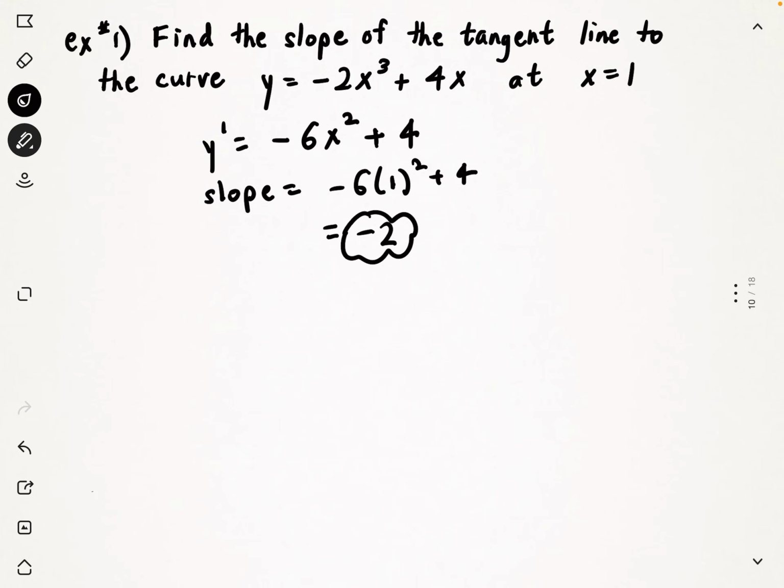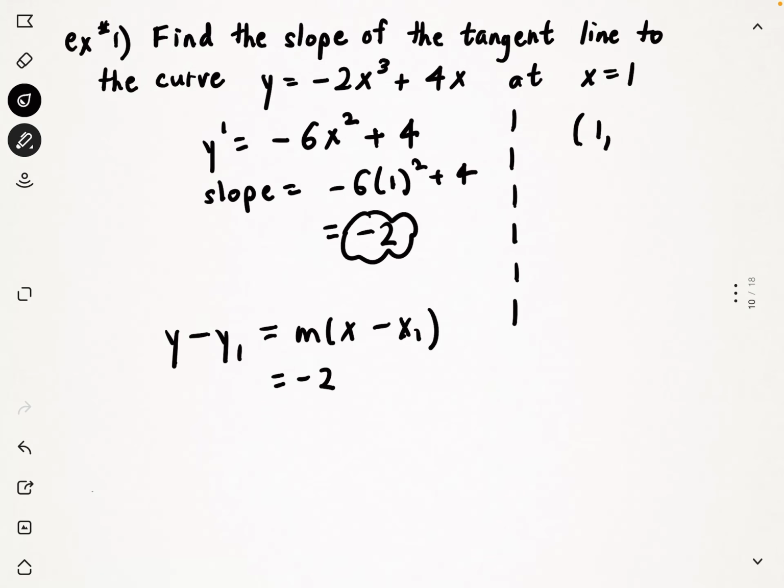Of course, equations of lines in general would be this formula right here, and we already have our slope of negative 2. We need our x1 and y1. Sometimes you're given both the x and y values. In this case, you're just given the x value of 1. So we need to get the y value at that point as well, and we're not going to use a derivative to do that.